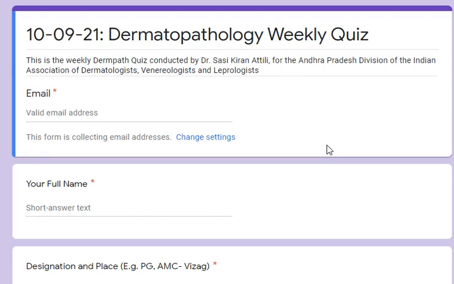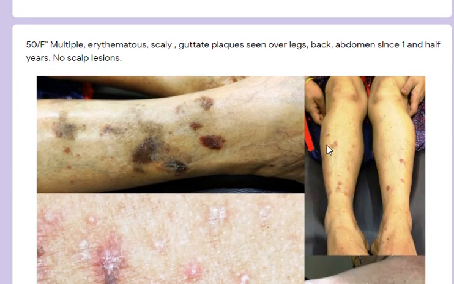Everybody. So here's the answer to today's quiz. The first question is basically just a photograph: a 50-year-old female presenting with multiple erythematous scaly guttate plaques over the legs, back, abdomen since 1.5 years.